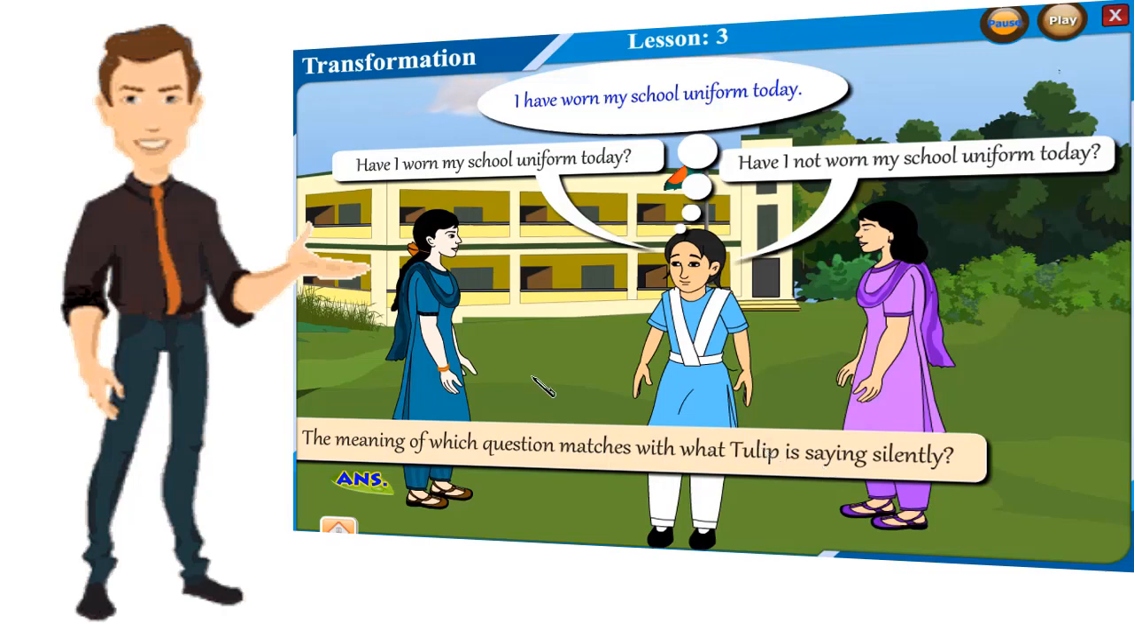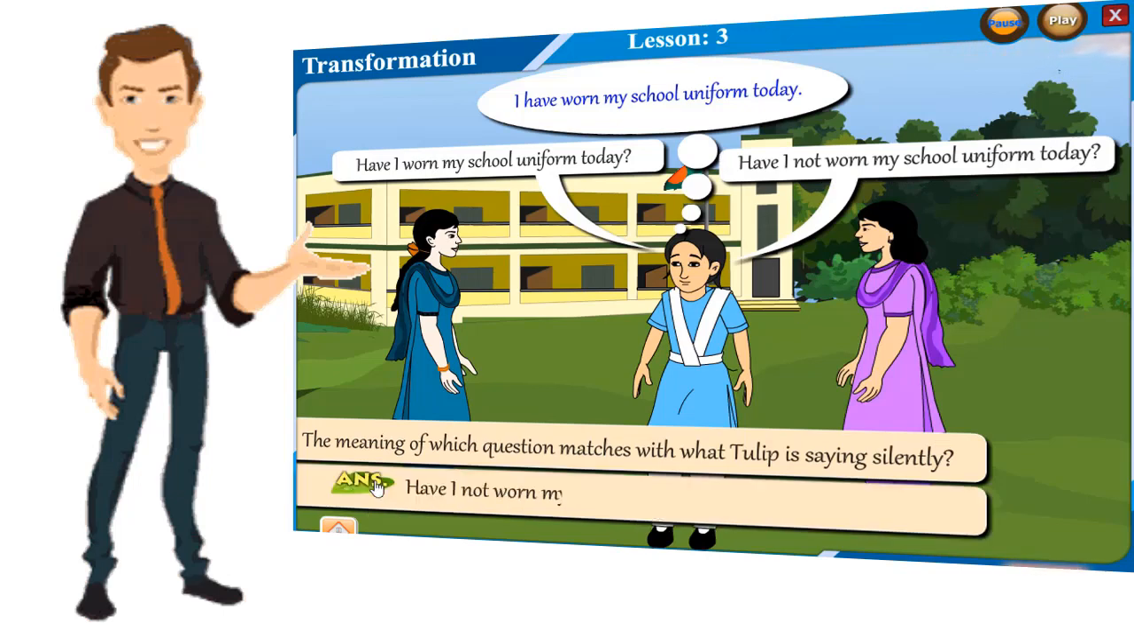That means there are two sentences. One is, have I worn my school uniform today? And another one, have I not worn my school uniform today? Both meanings are possible, but she's asking which meaning is similar to, I have worn my school uniform today. You have to find it out. Which one? Of course, have I not worn my school uniform today?